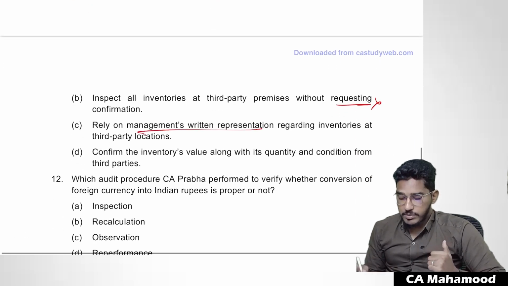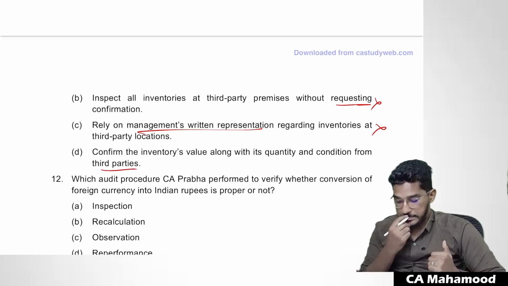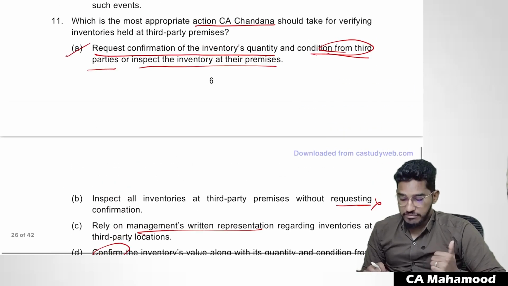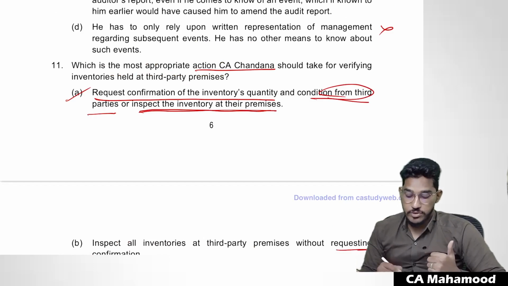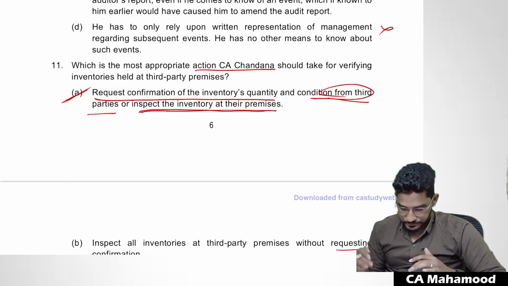"Rely only on management written representation." Absolutely wrong here. "Confirm the inventory's value along with the quantity and condition from the third parties." See, it is telling confirm. Compulsorily, you have to get confirmation. But sometimes confirmations will not be reliable. In that case, what do we do? Even we can go for inspection. So option A sounds more suitable here. So the 11th one, option is A.